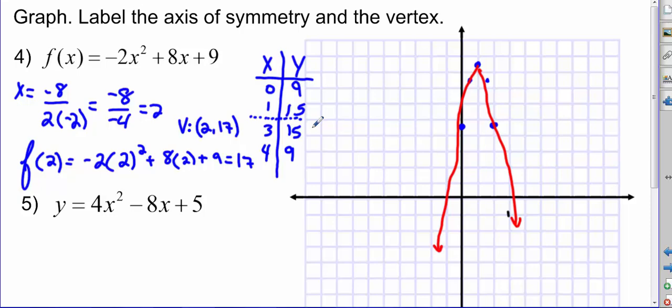We have to figure out our axis of symmetry, which in this case is x equals 2. We have to figure out where our vertex is. Then if we plug in a couple of points, we can figure out what our graph looks like. But it doesn't look very nice, because my handwriting isn't very good. You guys have a tool that you're very used to using called Desmos, and that's what we're going to actually use for number 5 here.